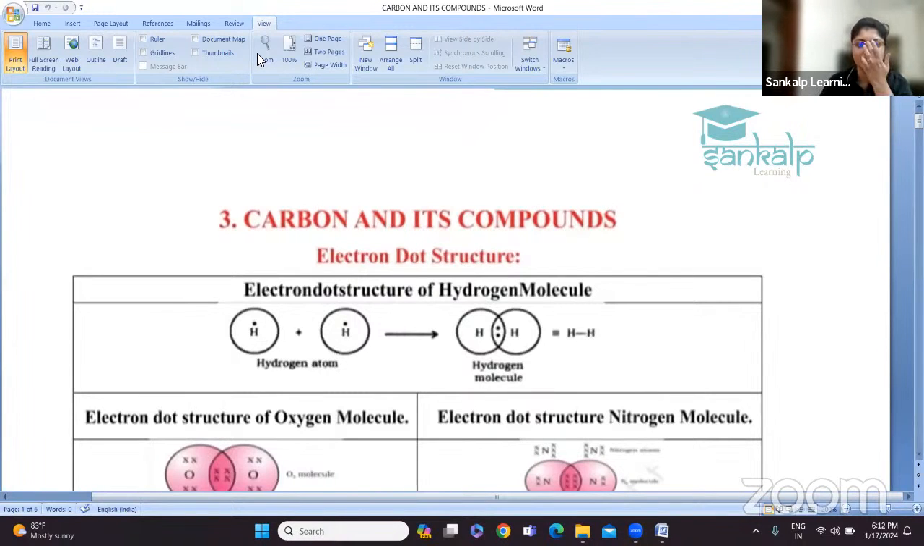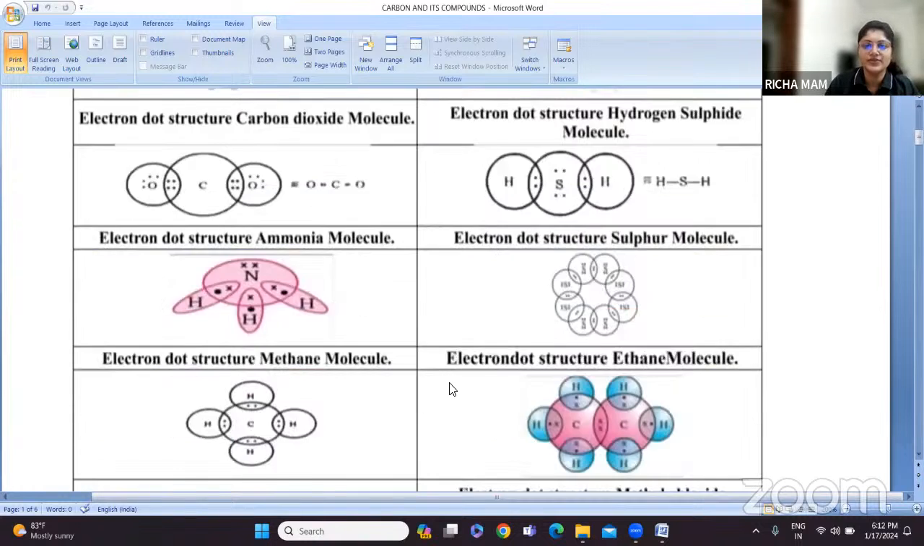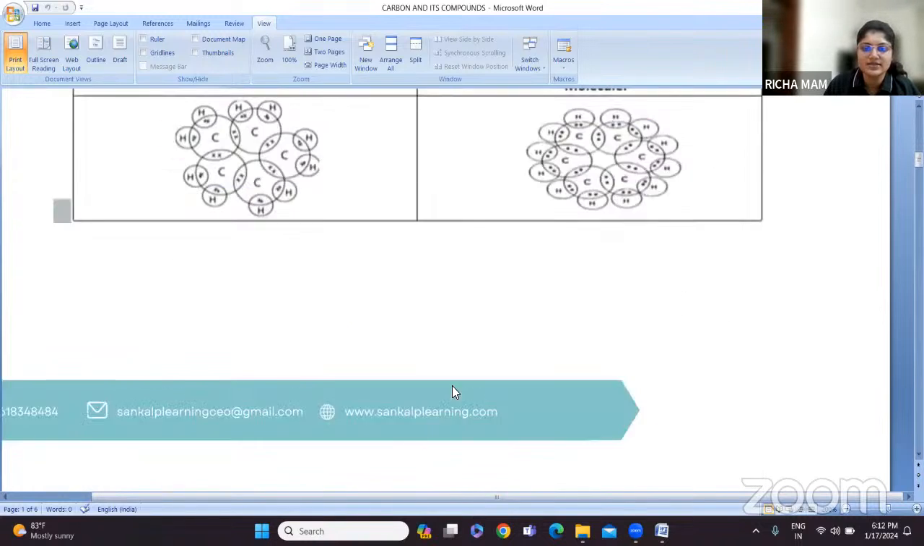So we are discussing the topic carbon and its compounds, right? So far, what all things have we covered? We have covered the electron dot structures of some of the important compounds. So these were the things which we covered in our previous classes.